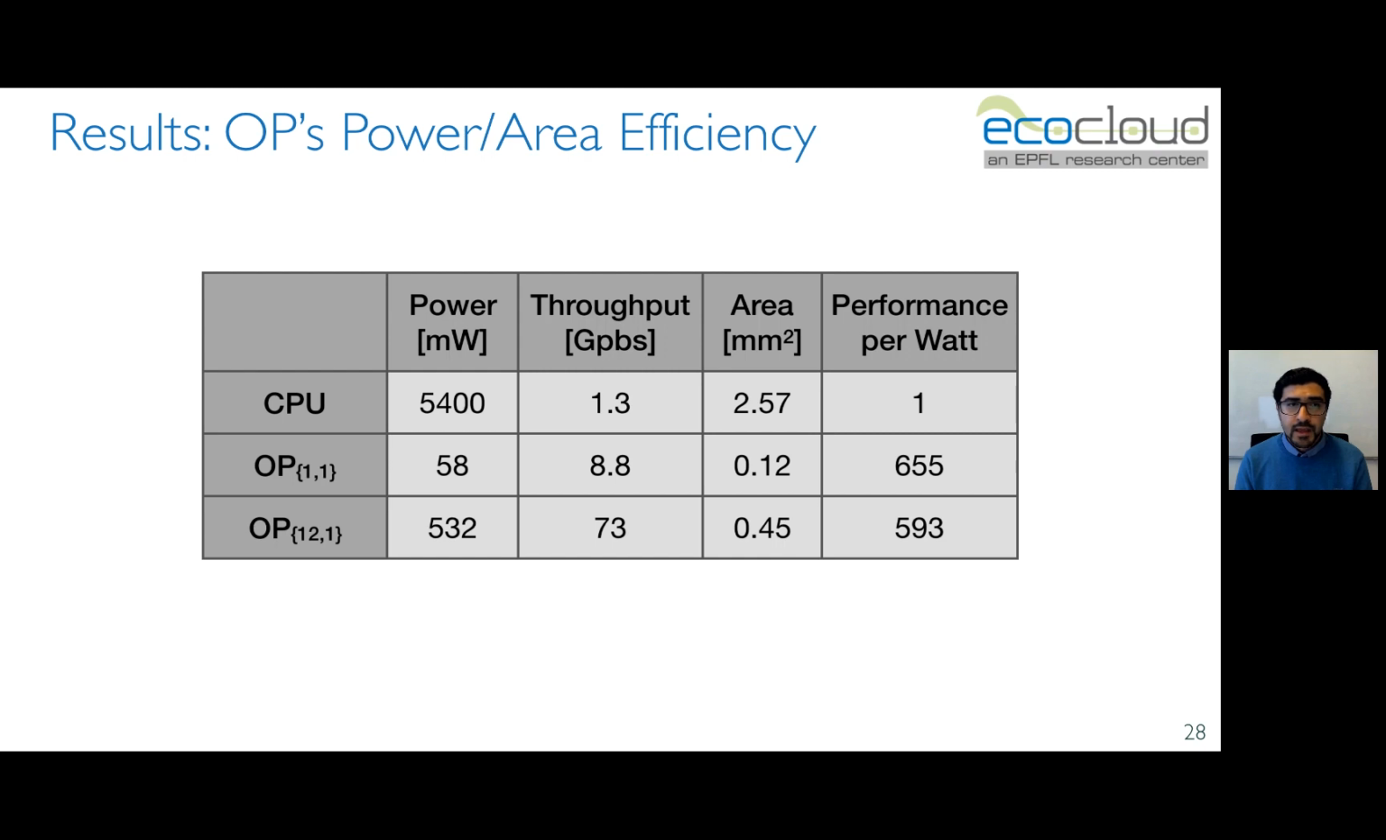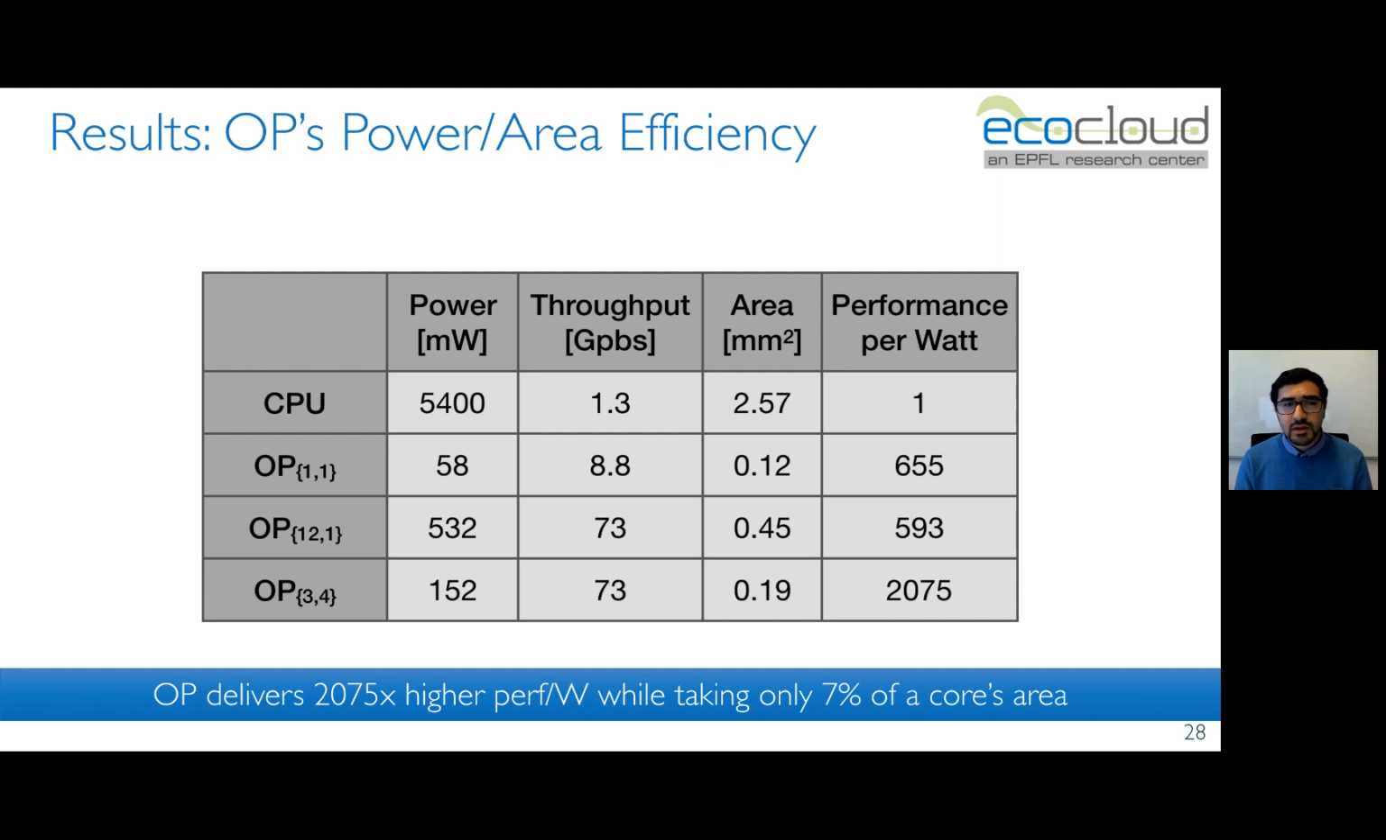The OP design with 12 pipelines and no time sharing costs around 3.5 times of the design with 1 pipeline in terms of area, and it is a bit less efficient in terms of power as performance does not increase exactly linearly.